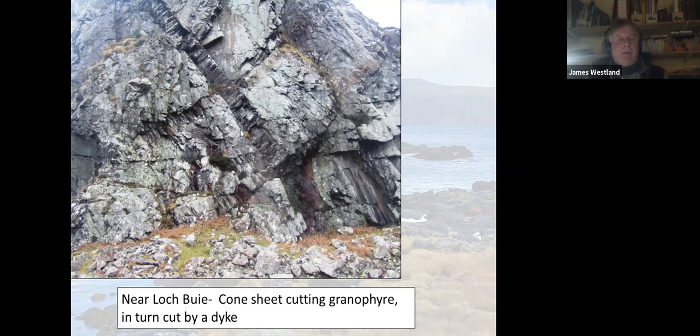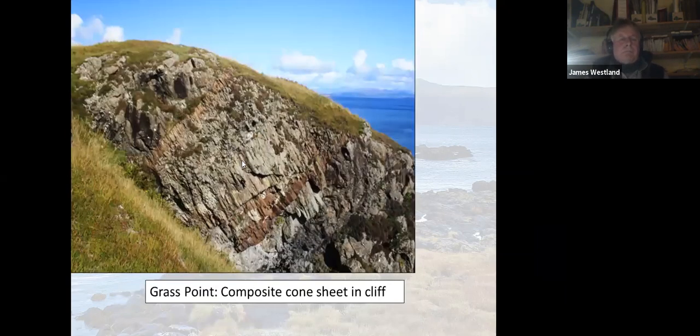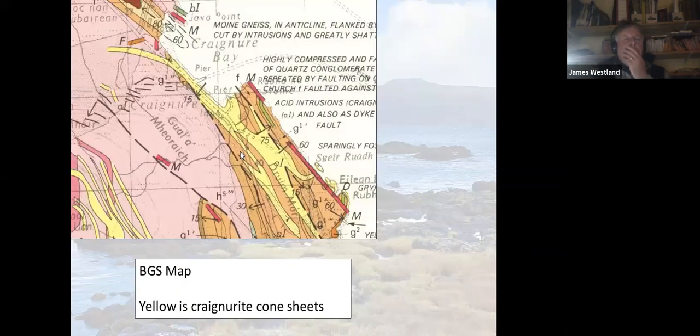So here's another one near Grass Point that shows you a cone sheet, a composite one, with different material at the edges from the interior in the cliff. There's a famous rock type called craignurite, and that's what this yellow stuff is, and that's common in the Craignure area, strangely enough. And it's mainly made up of cone sheets. So if you want to see a cone sheet at the Mull Ferry, just look over the pier. The stuff on the shore is craignurite, and it's a cone sheet.